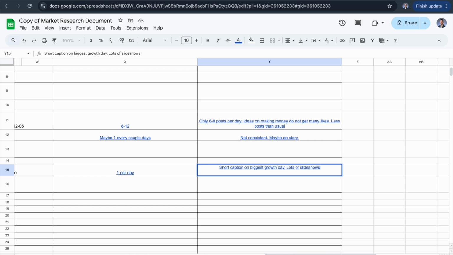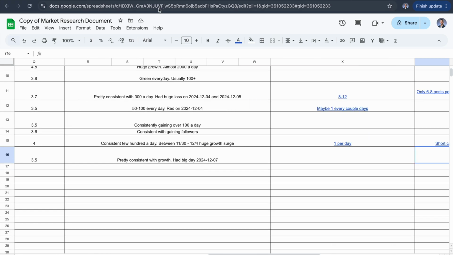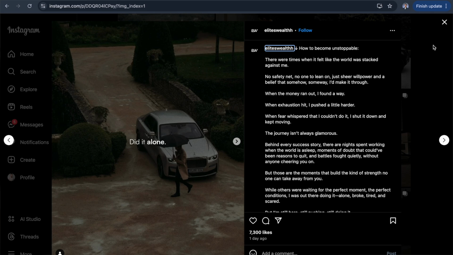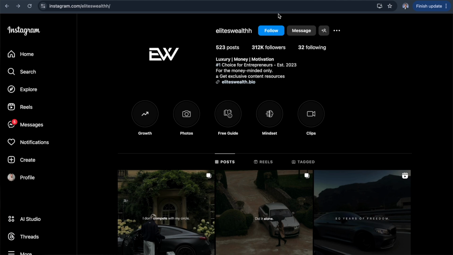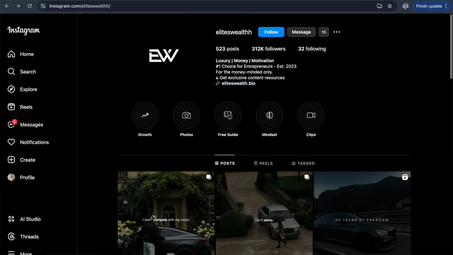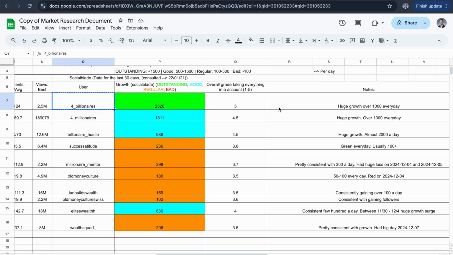Lots of slideshows. So again, I'm just noting down literally anything that I notice. Okay, so again, I'm not really noticing anything huge, just maybe the caption. Yeah, not really big change in the number of posts. Maybe there's one day where they posted 2 a day, but that's not really a huge thing.